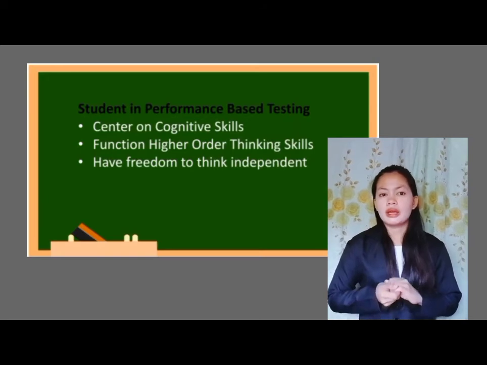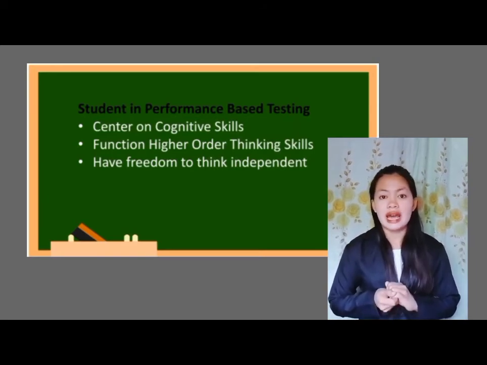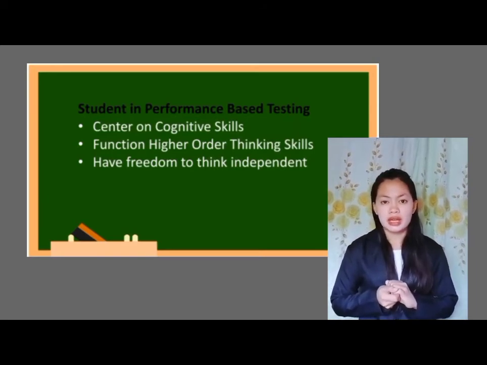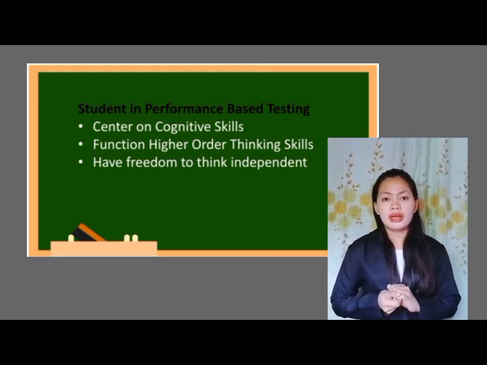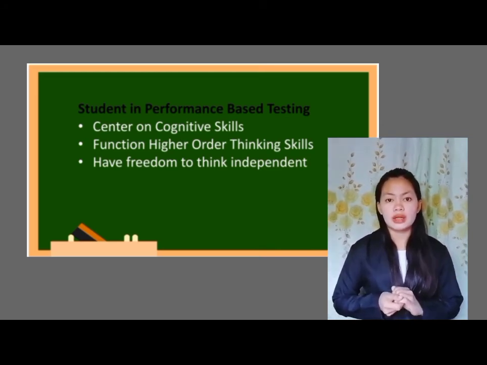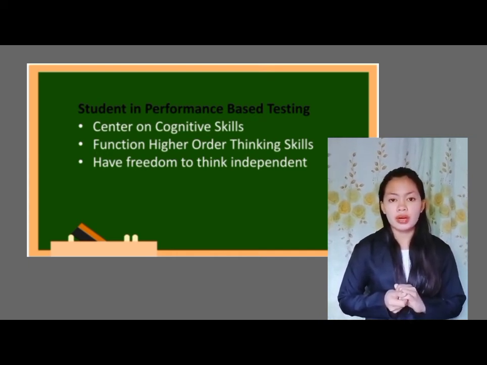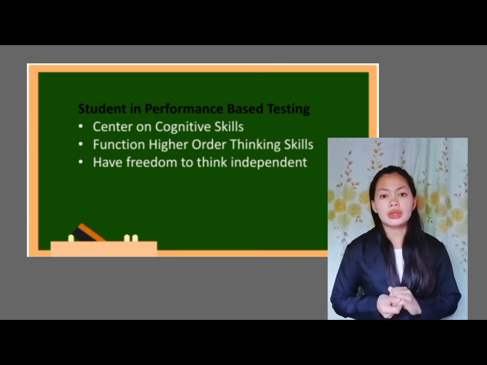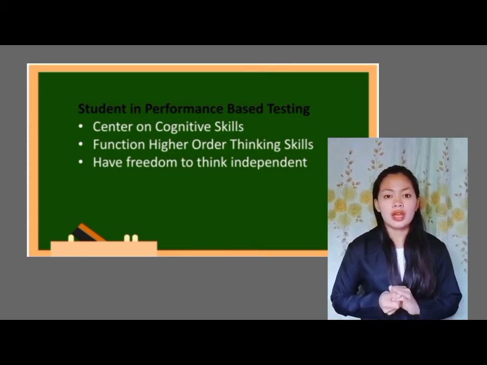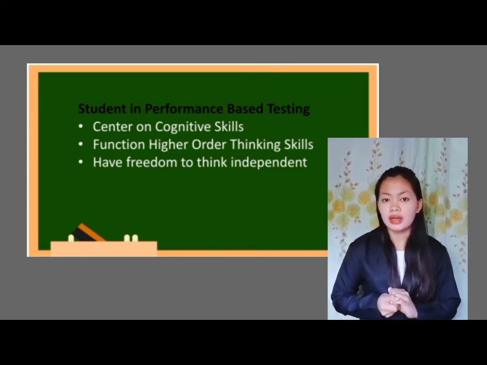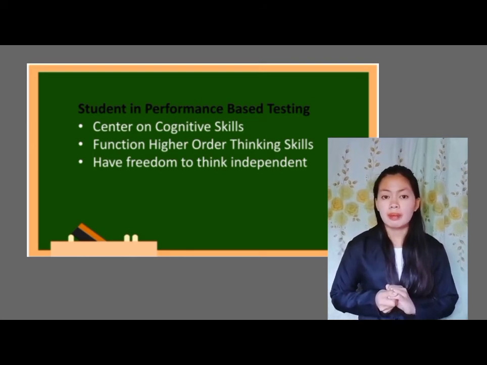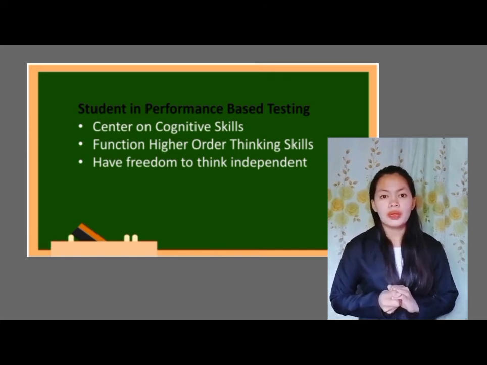The most significant side of performance-based testing is that it focuses on the cognitive skills of the students. Why? Because in this type of assessment, students must use their higher order thinking skills, since the tasks are beyond memorizing. In fact, the students are given freedom to think and plan creatively because they are going to analyze, plan, and create.